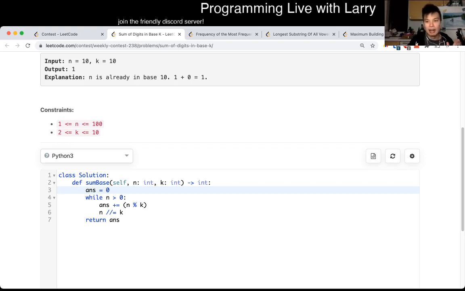But of course, this is linear in the number of bits as a result, because that is just the number of bits. But yeah, that's all I have for this problem.